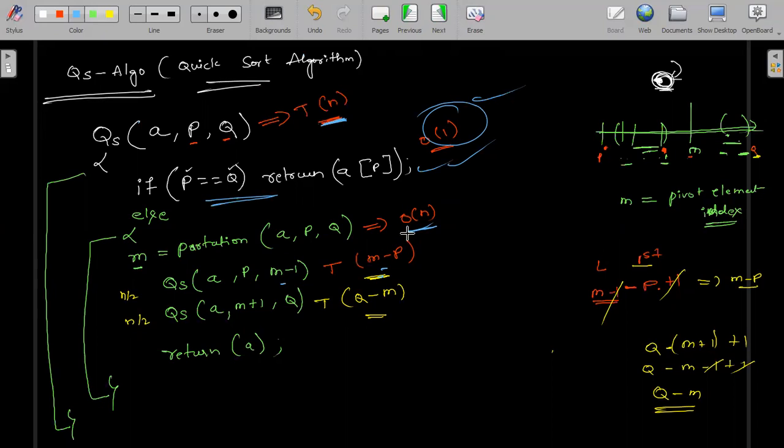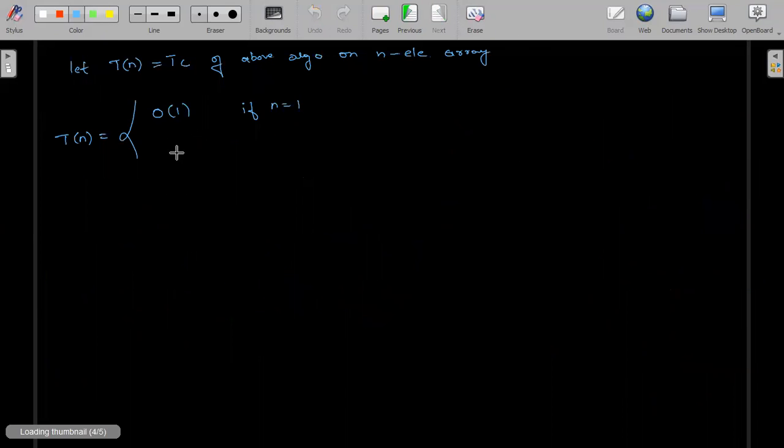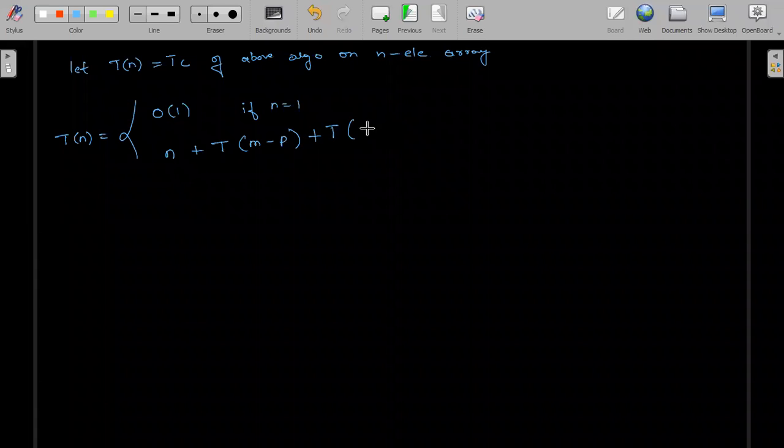Now see here, partition. So what is this exactly? Partition is nothing but divide. I told you partition is nothing but divide. And this one, what is that? Recursion. Again this one, recursion. Fine. So now go to this one here. n plus T of m minus p. You know why I'm writing m minus p, already explained. T of again q minus m. When the n value, the number of inputs, is greater than 1, then only you will get this equation.